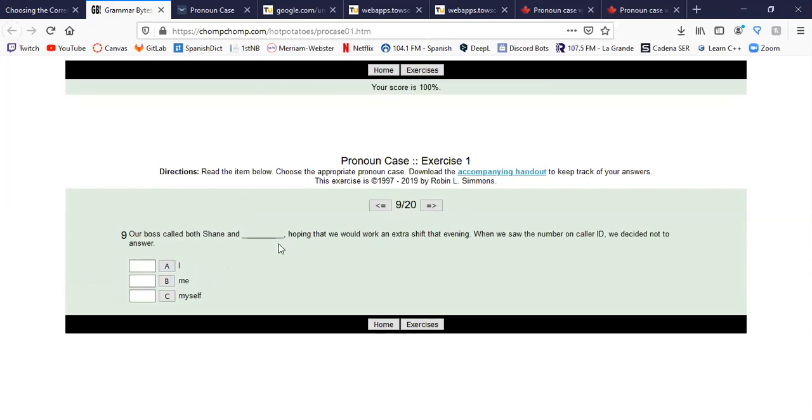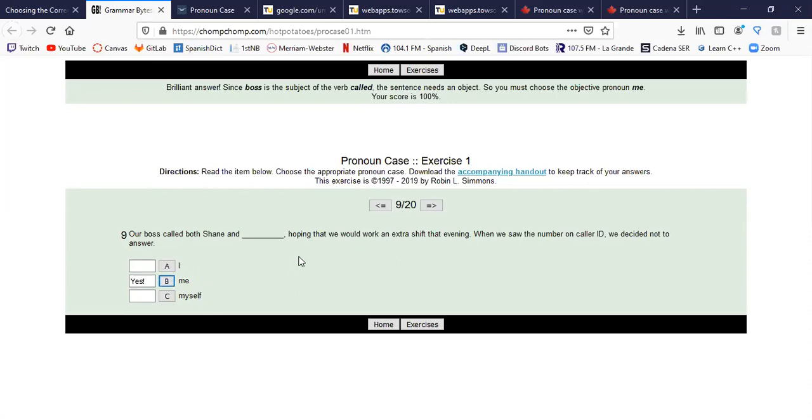Our boss called both Shane and blank, hoping that we would work an extra shift that evening. When we saw the number on caller ID, we decided not to answer. Okay, so which one would it be here? Pause the video and think. Okay, so the correct answer here is me, because both Shane and me are the direct objects of the verb called. He called us, essentially.